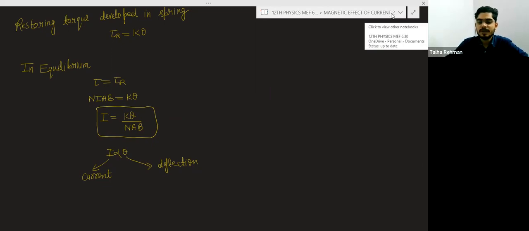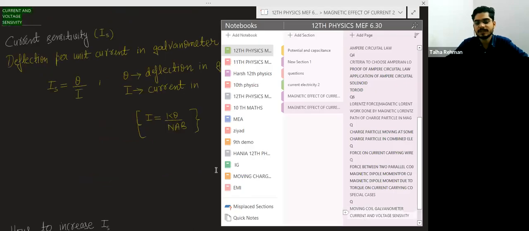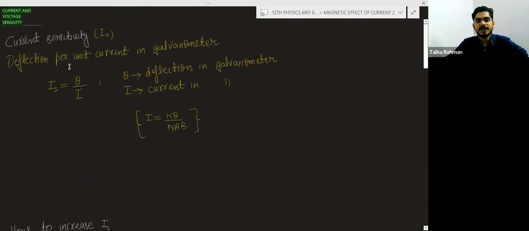Now we have the current sensitivity and the voltage sensitivity. Current sensitivity is simply deflection in the galvanometer divided by the current. Deflection per unit current in galvanometer, and this current sensitivity is represented by I suffix small s. This is theta divided by I. And what is theta? Deflection in the galvanometer. What is I? I is the current in the galvanometer.